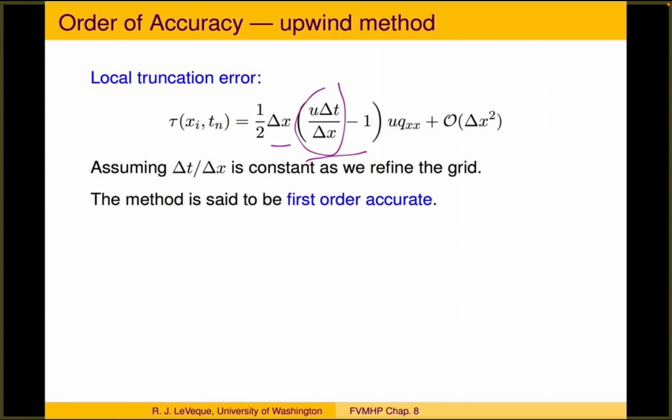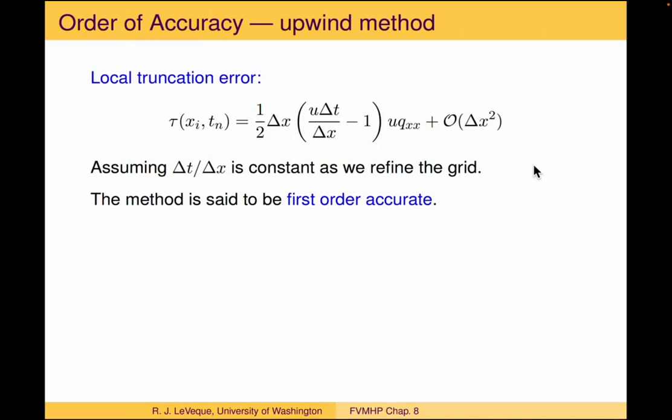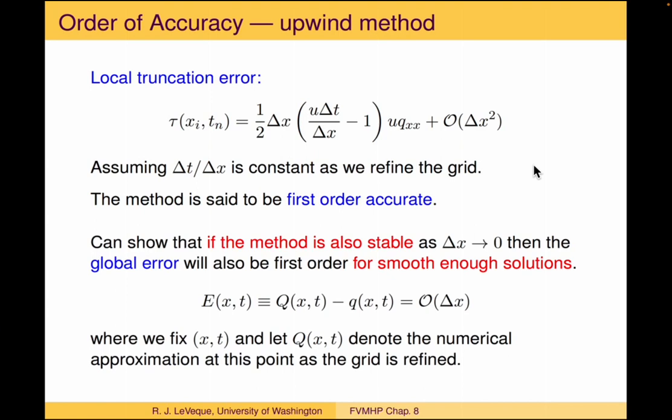And so the method is said to be first order accurate in space and time, assuming we're refining in time and space at the same rate, because this local truncation error depends on the first power of delta x. If it were proportional to delta x squared, then it would be a second order method. But here it's a first order accurate method.